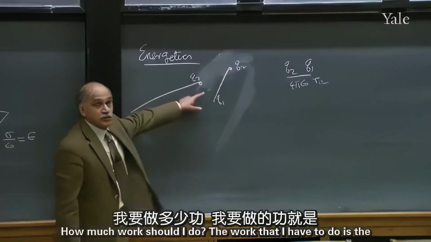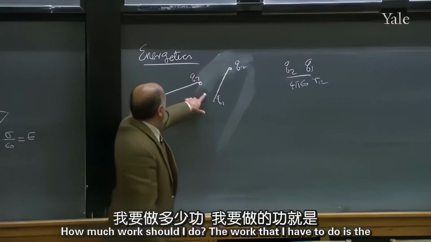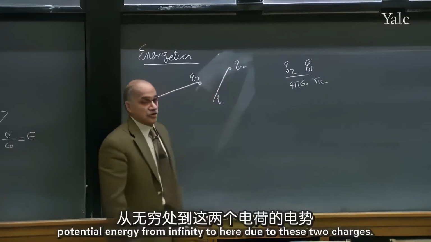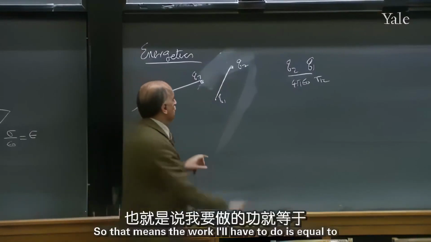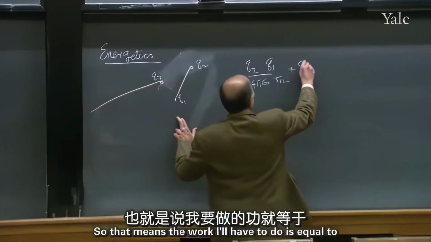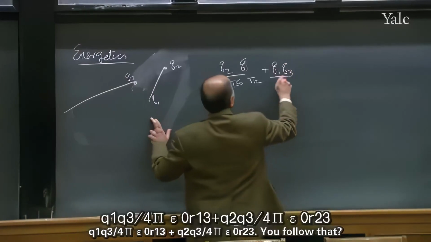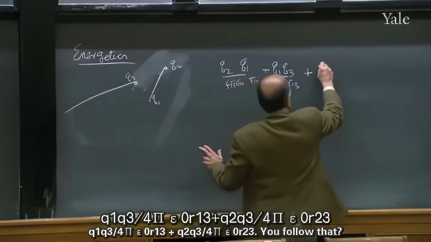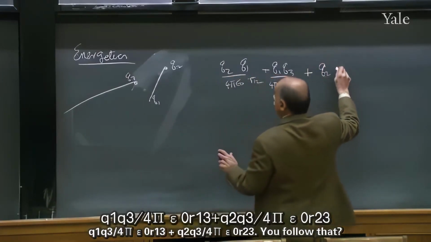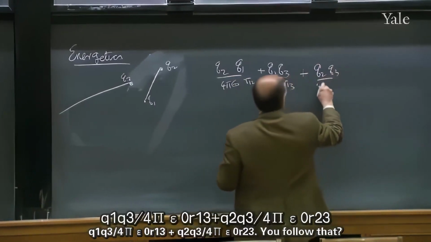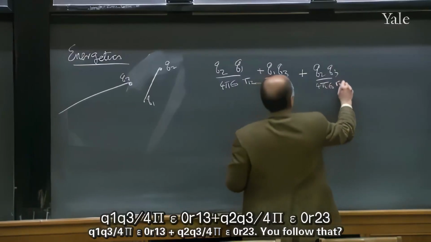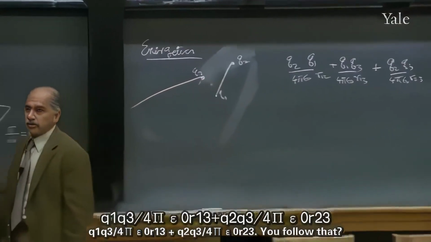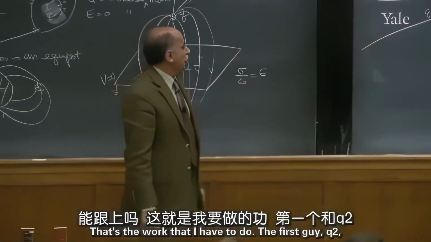How much work should I do? The work that I have to do is the potential energy from infinity to here due to these 2 charges. So the work I will have to do is equal to Q1 Q3 over 4 pi epsilon 0 R13 plus Q2 Q3 divided by 4 pi epsilon 0 R23. You follow that? That's the work I have to do to bring it.